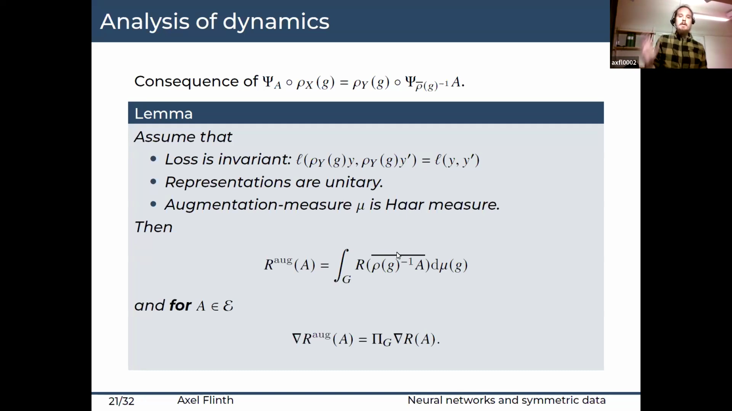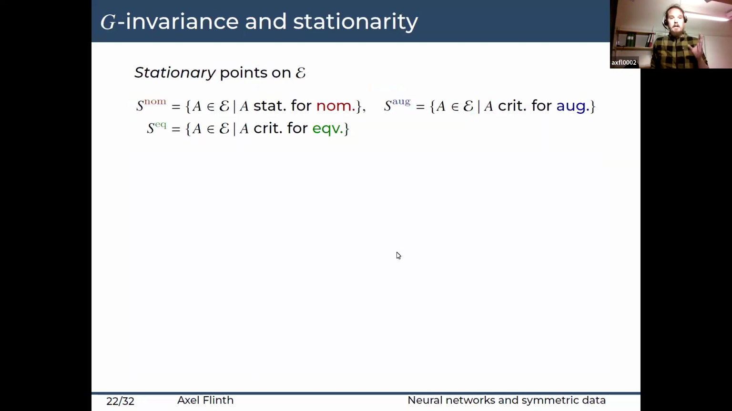If we then look at the gradient at a point in my equivariant subspace, it turns out that the augmented gradient is actually exactly the projected version of the nominal gradient. And once I have that, I can really start analyzing my set of critical points on E. So let's define some sets. Again, I'm only looking at the equivariant points, and then I look at the points that are stationary for my different flows. And then my question is, are these equal? And it turns out that yes, they are.